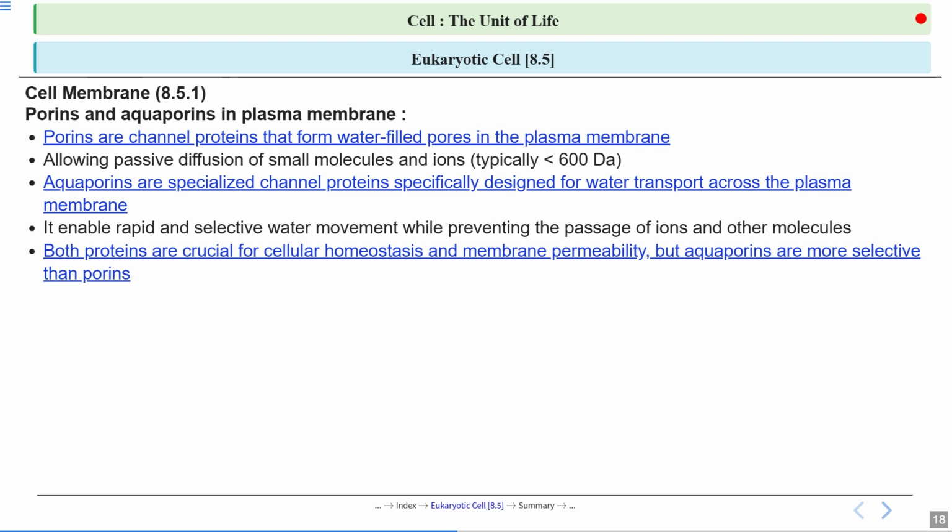Now both the proteins, porins and aquaporins, are crucial for cellular homeostasis. Homeostasis is to maintain a particular state. So these proteins are crucial for cellular homeostasis and membrane permeability as well. But aquaporins are more selective than the porins. This is the only difference.